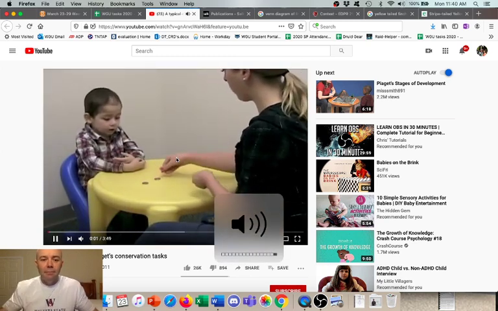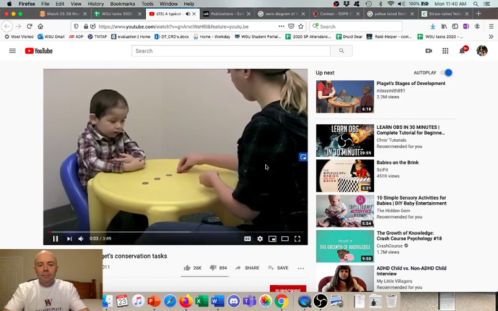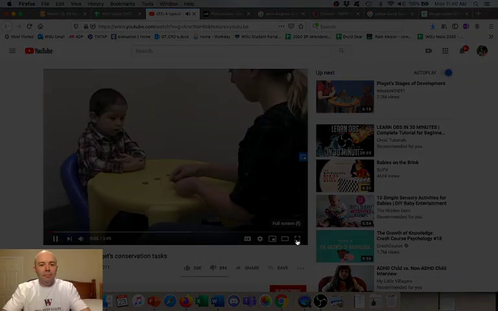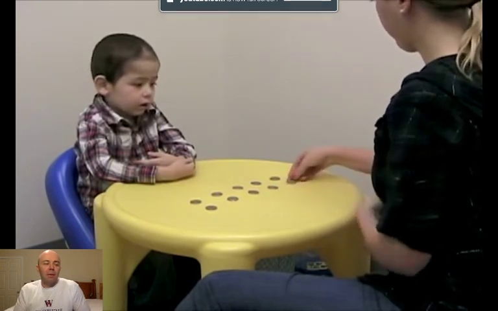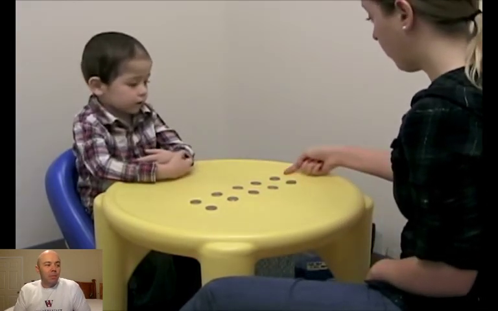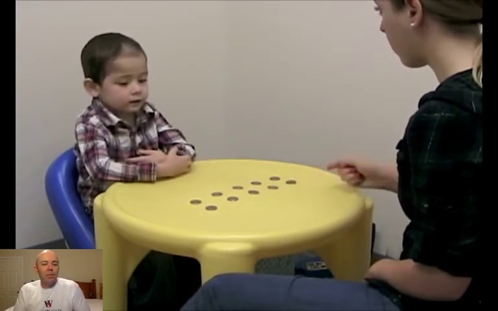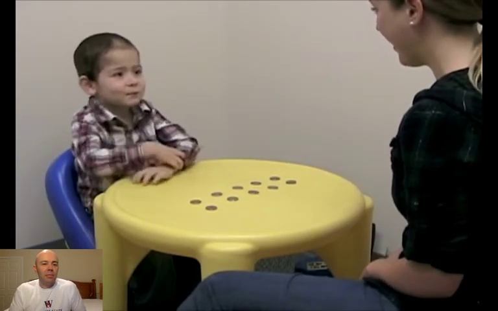So I'm going to make 2 rows of quarters. Okay. Does this row have more quarters? Does this row have more quarters, or are they the same? The same. The same? Okay.